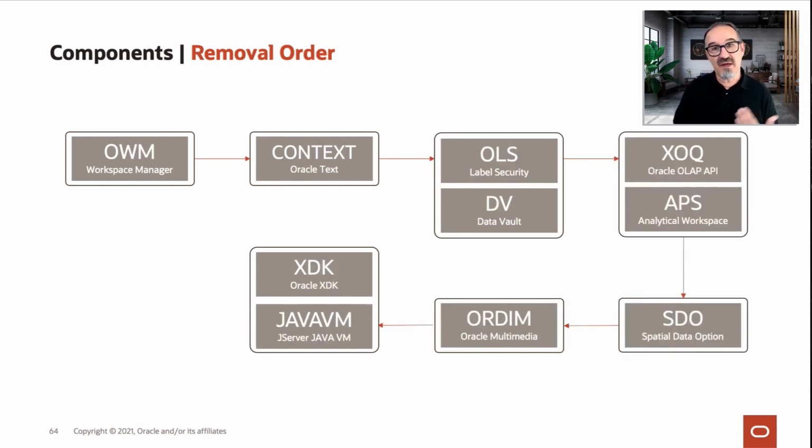So this will be my approach here. I start removing the independent components at first. Workspace Manager, then Text, then I come to the security components, Label Security, Data Vault. Then we rip out OLAP, Data Option, Spatial Data Option, Multimedia, and finally Java VM and the XDK together. So this will be the walkthrough.